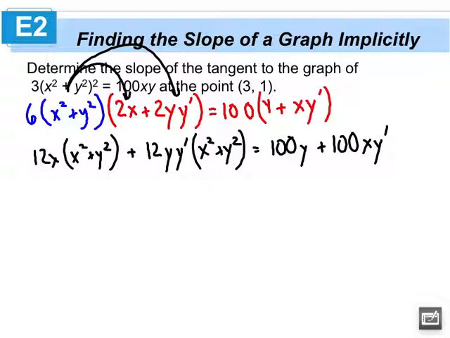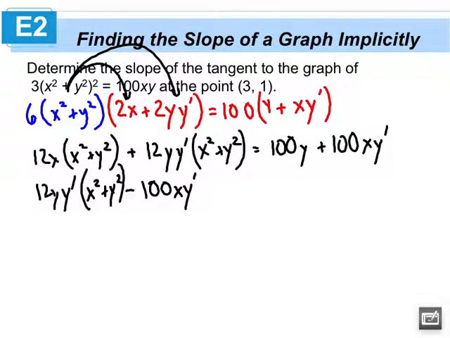So, this stays, this goes. This stays, this goes. 12y prime times x squared plus y squared. That stays. Bring this other guy over here. Minus, close parentheses, minus hundo xy prime. Okay, that's all the stuff with the y primes on the left. That makes me happy. Everything else goes over on the right. The 100y stays there, and bring over that 12x times x squared plus y squared.